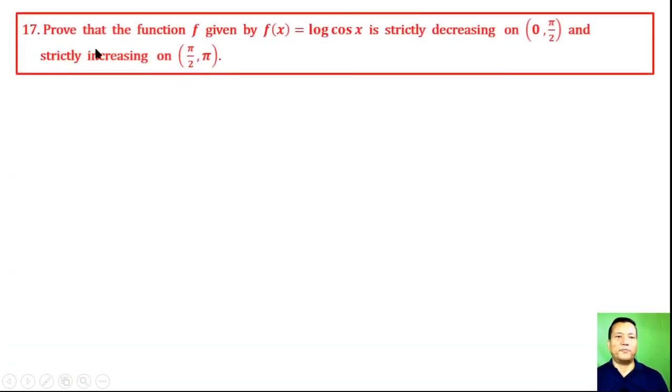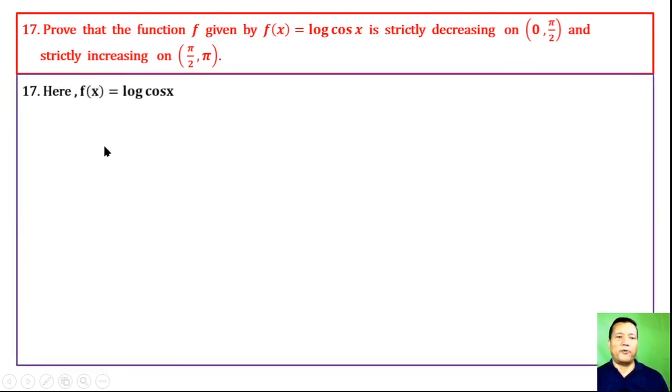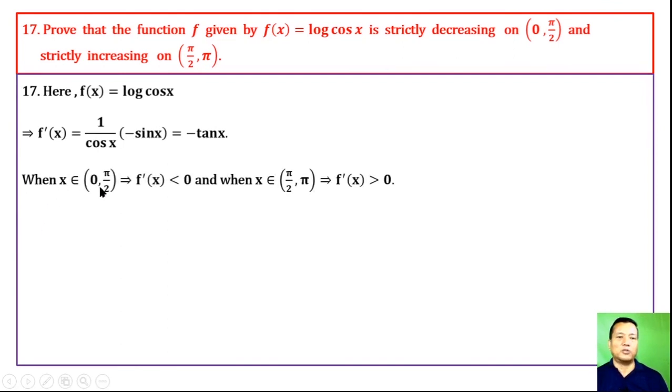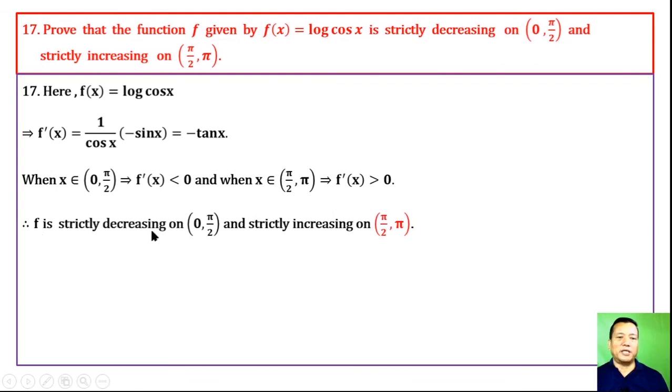Question number 17. Prove that the function f given by f of x equal to log of cos x is strictly decreasing on this and strictly increasing on this interval. Here f of x is log of cos x, whose derivative is 1 by cos x into minus sine x, that is minus tan x. When x belongs to the open interval 0, pi by 2, f dash x is negative, and when x belongs to pi by 2, pi, then the sign of f dash x is positive. Therefore, f is strictly decreasing on the open interval 0, pi by 2 and strictly increasing on pi by 2, pi.